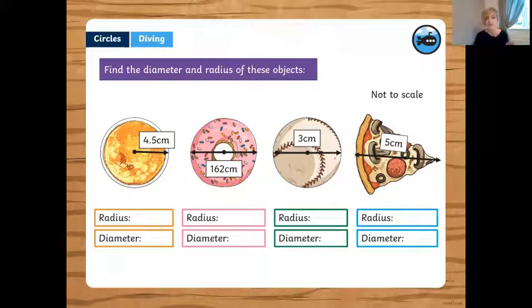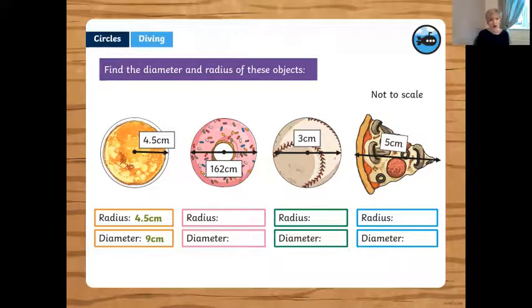Now these pictures are also not to scale, but it's given us a little bit of help. So I think there's pancakes there, and we're bringing our decimal knowledge in. So if we know the radius is 4.5, we can double that to find the diameter. Double 4.5 will take it to 9 centimetres. I wonder if you could figure out what roughly is the circumference of that.